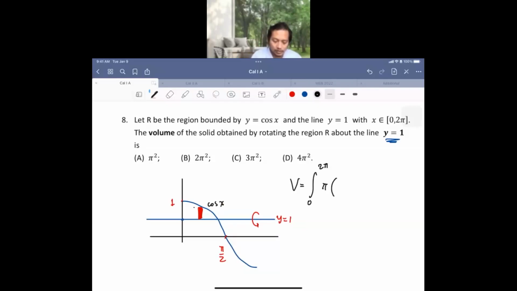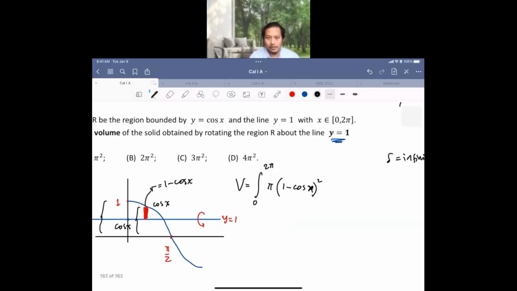So this is cosine x. This is 1, and the radius becomes 1 minus cos x, right? So we just take that as our radius, and then the x. And I believe you can solve this, right? First, expand this quadratic.